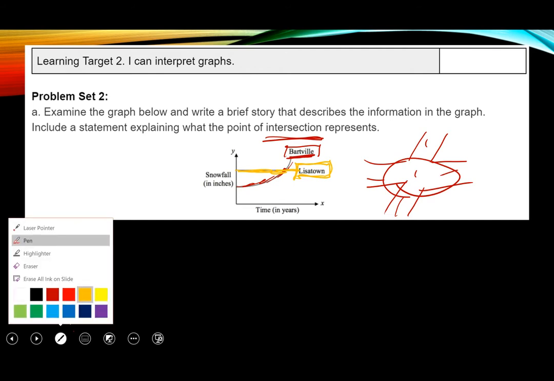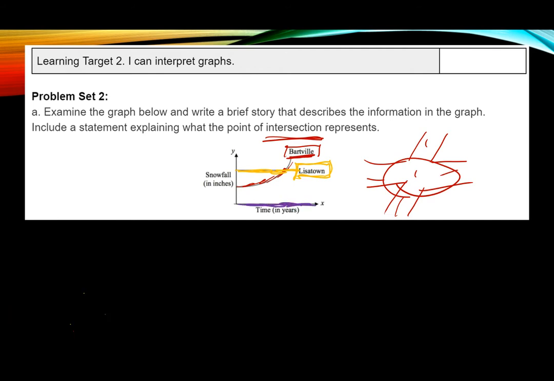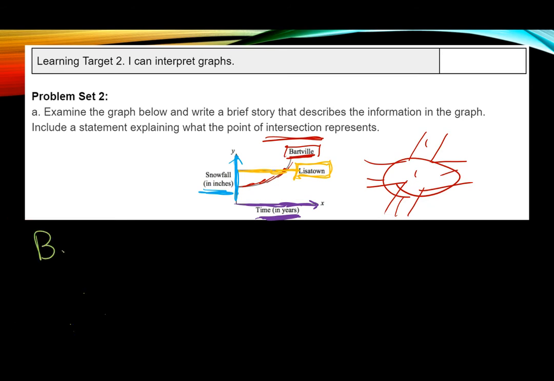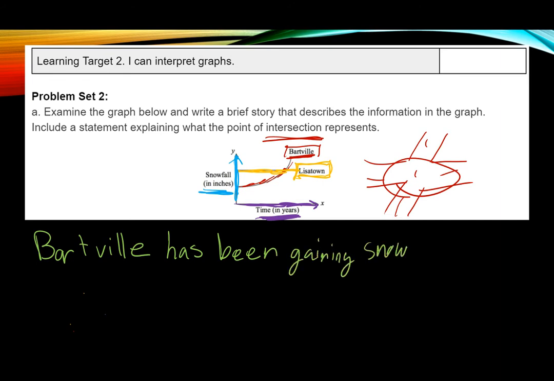And so let's take a look at what this graph is saying. First, we have our x-axis, which is the time. And so as the years progress, as time goes on, this is what is happening to the snowfall, right? That's what our y is, snowfall in inches. And so if we're looking at this trend here, Bartville did not have a lot of snowfall to start, but Bartville has been gaining snowfall in recent years.